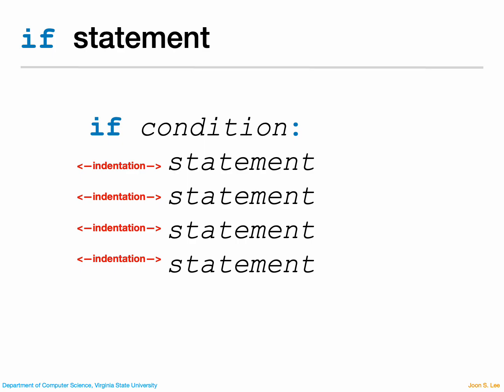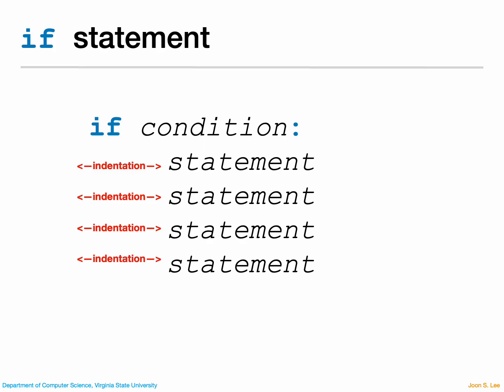This is the basic structure of an if statement in Python. It starts with the keyword if, followed by a condition, and then a colon. The condition is a Boolean expression. It evaluates to either true or false. If the condition is true, the code inside the block will run. If the condition is false, Python skips over it.